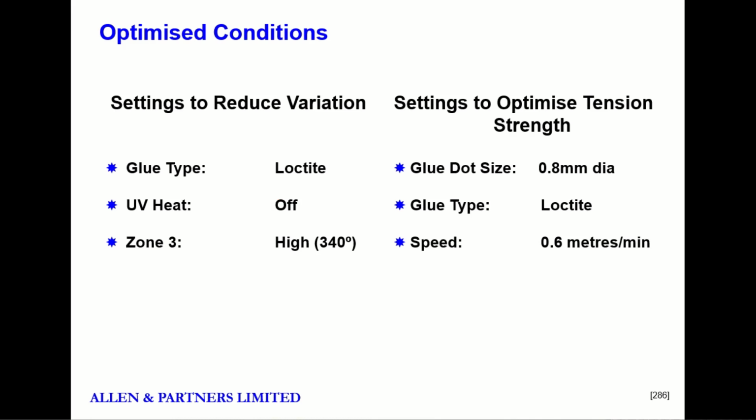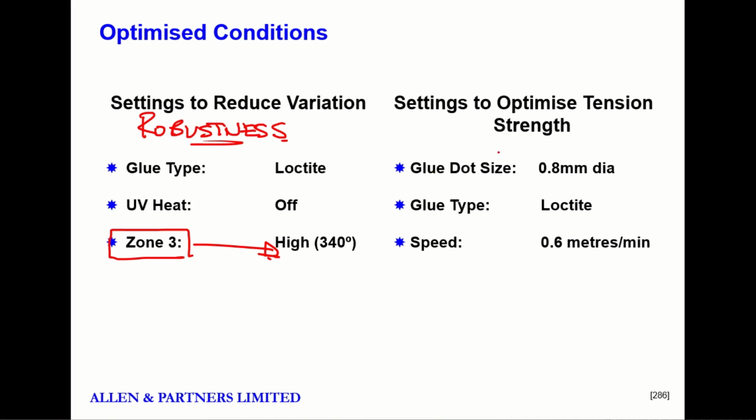Now that's a good thing, because what we've got to do, look, is to get zone 3 to a high temperature. And if we do that, that will reduce the standard deviation. So really the robust settings are over here. This is where robustness was discovered.